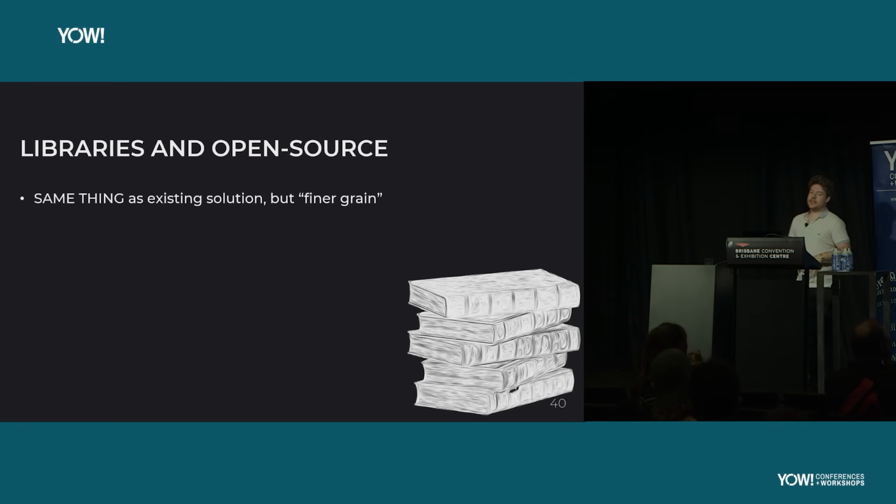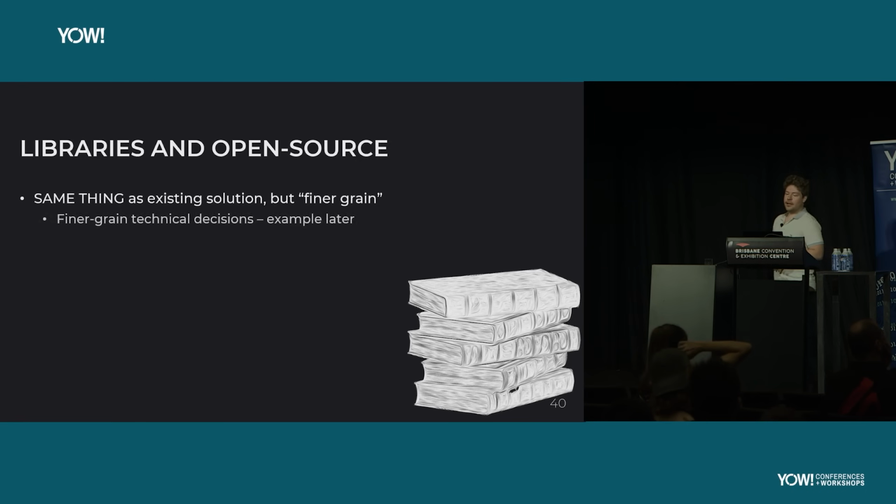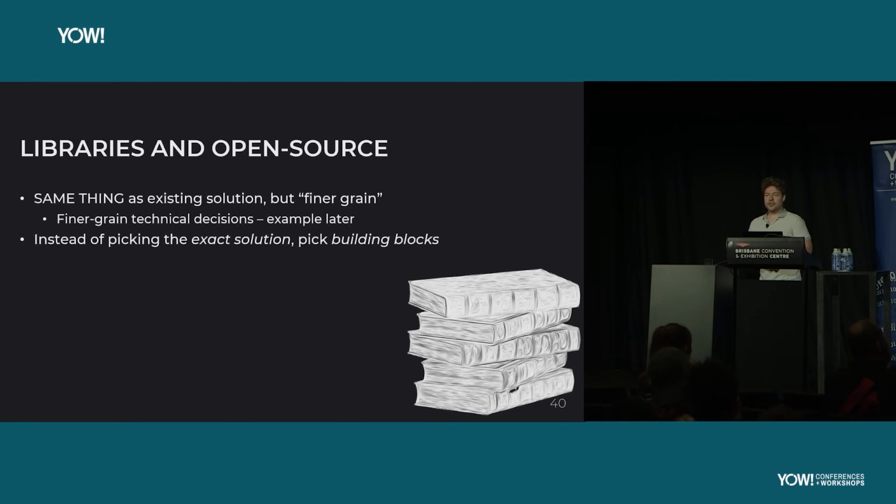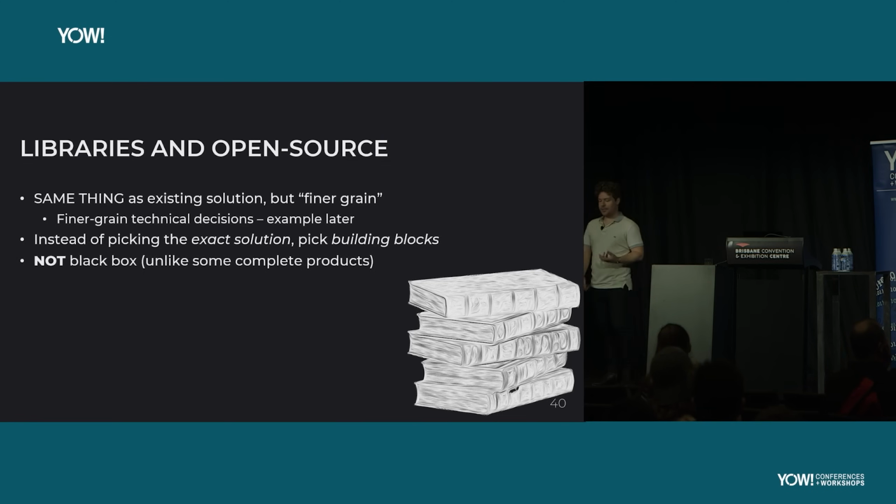And so I see it a little bit as the same thing as picking an existing solution, but finer grain, in the sense that you can make finer grain technical decisions on what you want to use. We'll take a look at a real world example later. So think about, instead of just picking the exact solution, consider picking the building blocks that make up that solution.